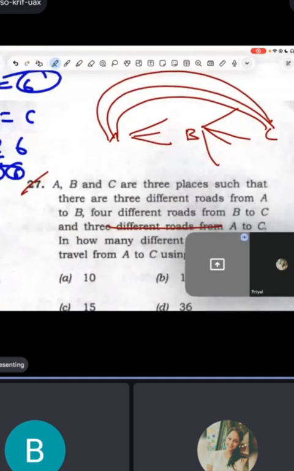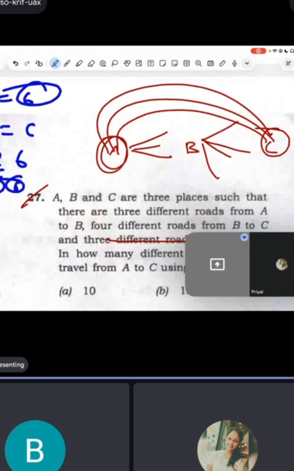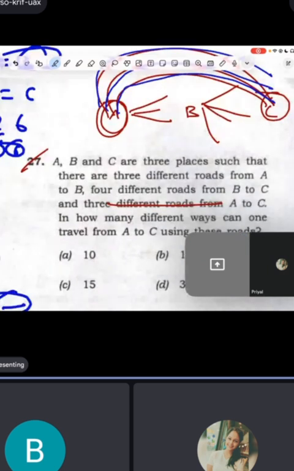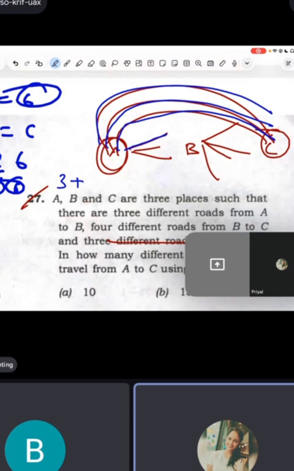So in total, how many ways are there to go from A to C? That's what the question is asking. Common sense. Let's solve this. First I will go by one way, two way, three way. Suppose I go by this way. Three different roads are given from A to C.